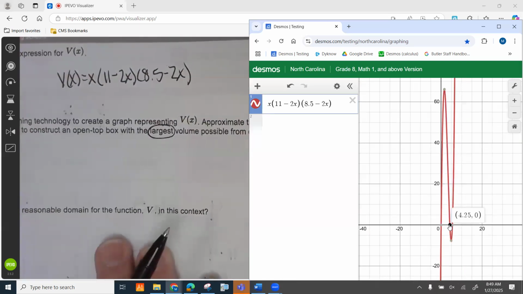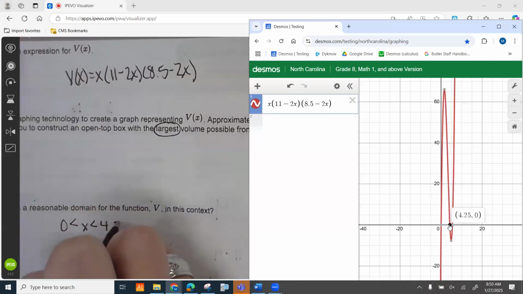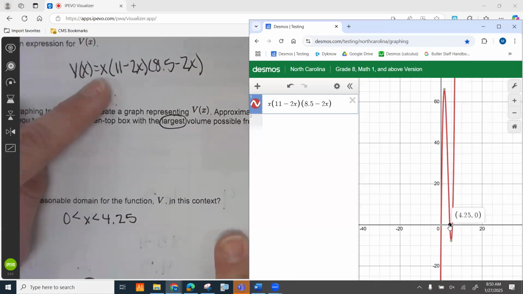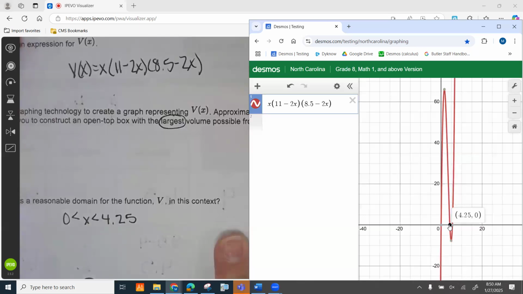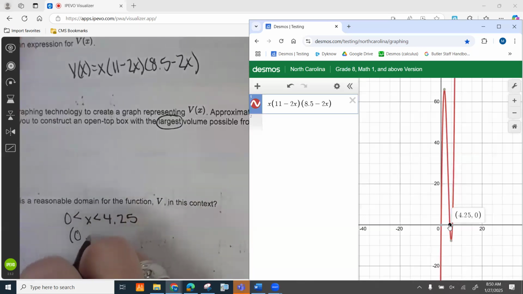What is a reasonable domain? I don't want to include 4.25. And I also do not want to include 0 either, because 0 means we didn't cut anything out and we don't have any height. So I'm not going to put equal to. Another way to write it is 0, comma 4.25, like that.